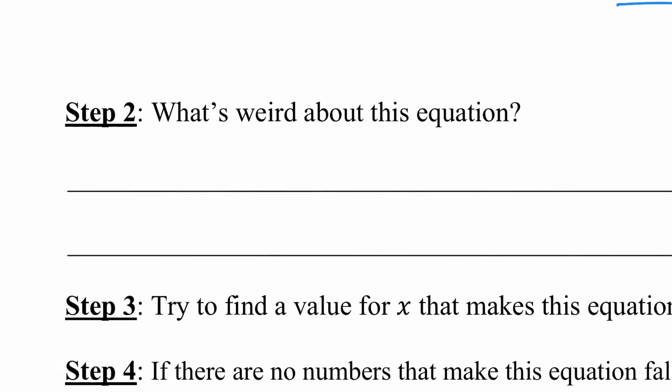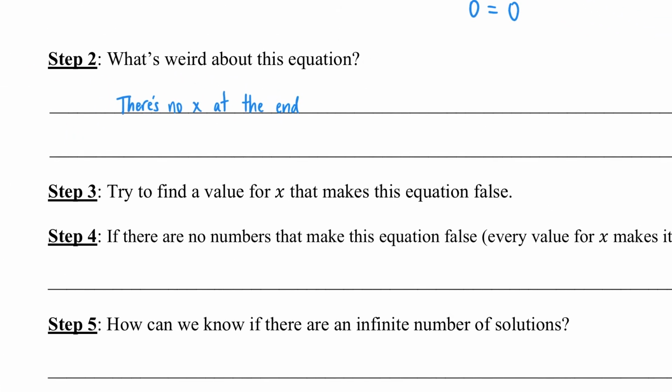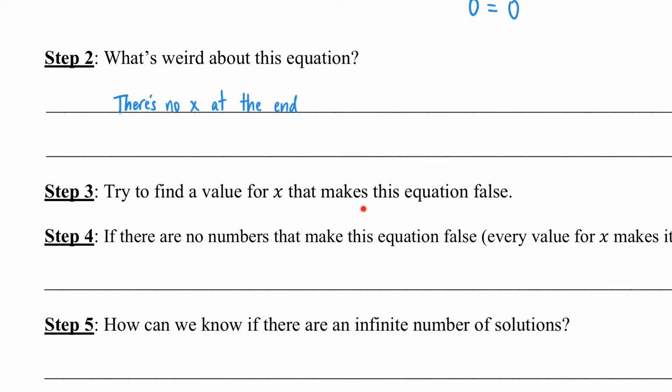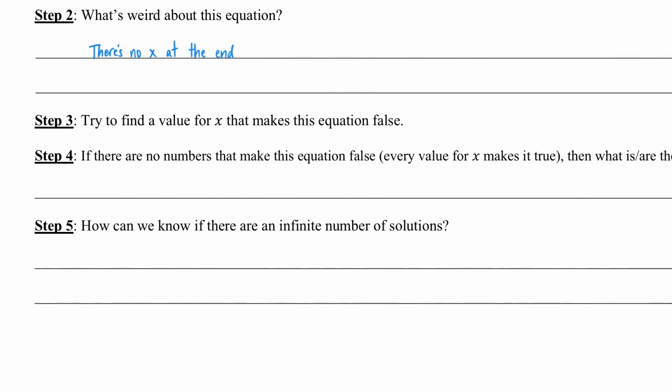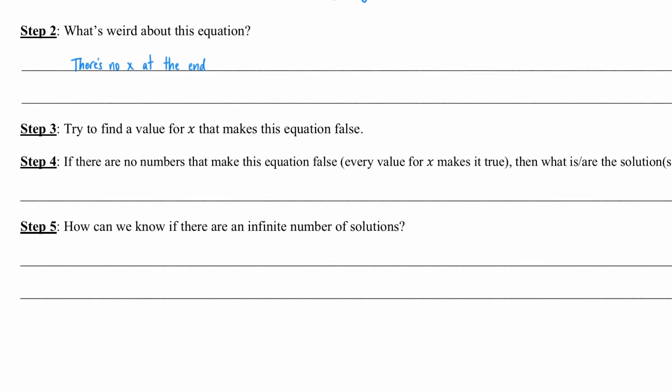What's weird about this equation is there's no x at the end. There's just zeros. So try to find a value for x, looking at step 3 here, that makes this equation false. Can't do it. If there are no numbers that make this equation false, every value for x makes it true. Then what are the solutions? We say in scenarios like this that there are an infinite number of solutions. So we say there are infinite solutions.